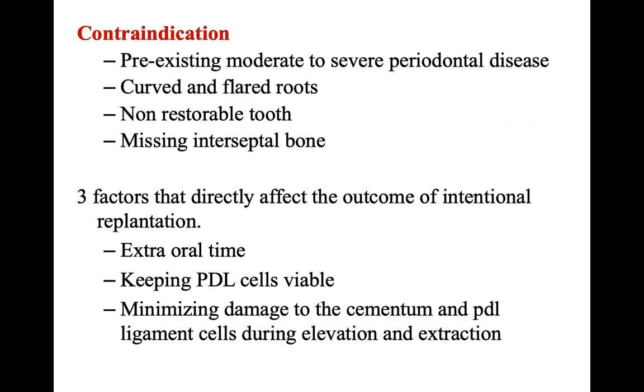Contraindications are when there is pre-existing moderate to severe periodontal disease, or curved or flared roots. In such cases, removal or extraction, as you have all experienced, is difficult. Also when the tooth ultimately is not restorable; if you are doing everything and you still cannot restore the tooth, there is no point in that. You have to consider certain important points: extra oral time should be minimum, you have to keep the periodontal ligament viable, and you have to minimize the damage to the cementum and the periodontal ligament during elevation and extraction.